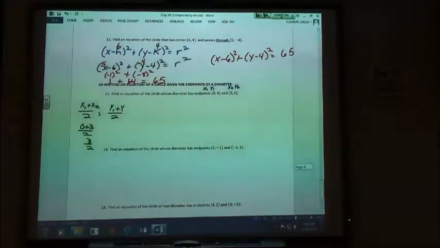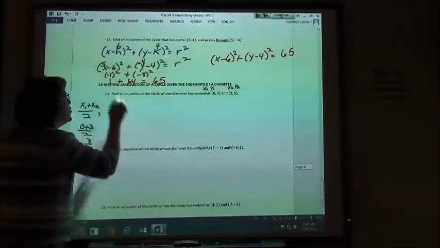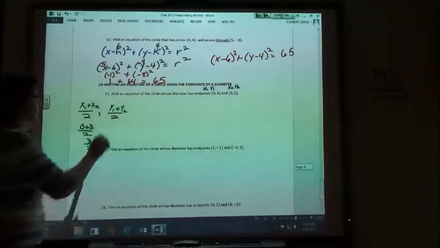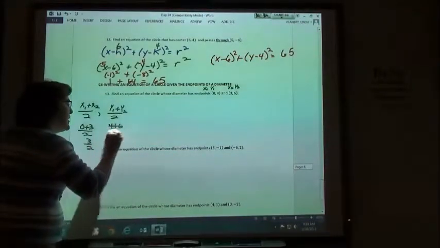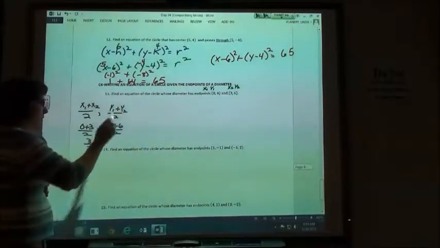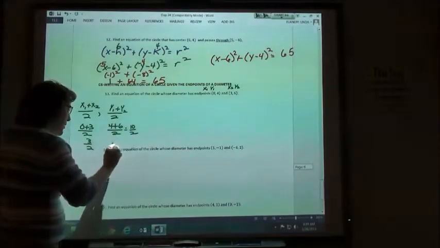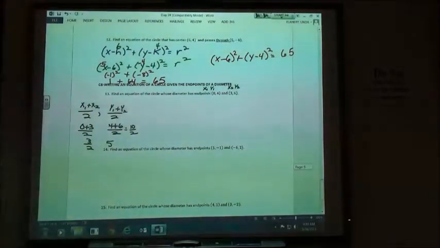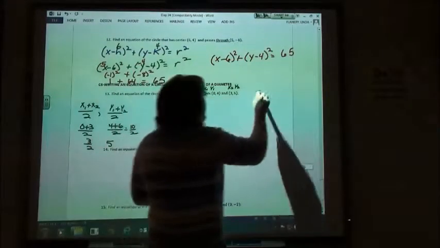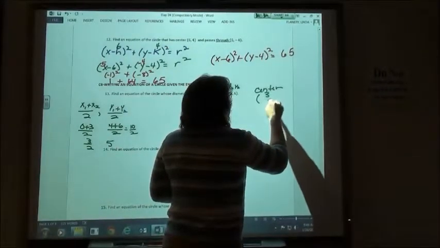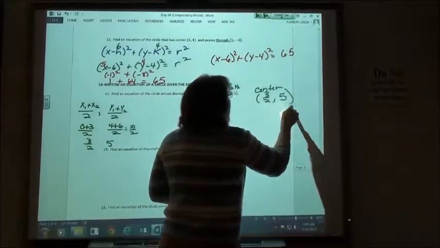Then I'm going to do my y's. Whoops, y1 plus y2. I left my 2 off there. y1 is 4, y2 is 6. So 4 plus 6 divided by 2. 4 plus 6 is 10. 10 divided by 2 would give me 5, right? So now I know that my center is at 3/2 and 5.